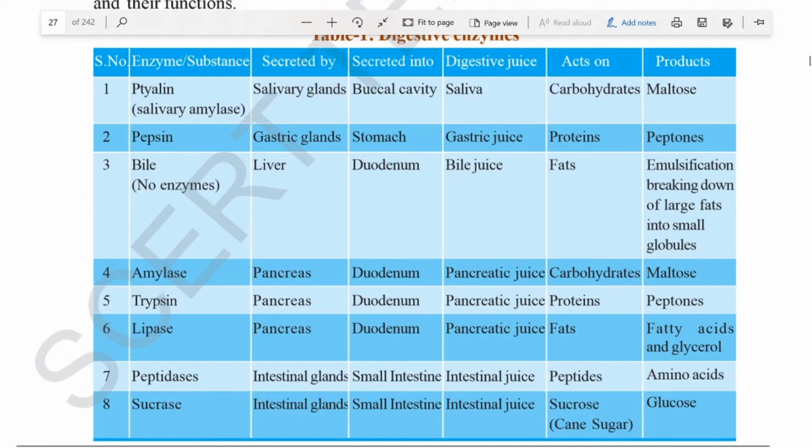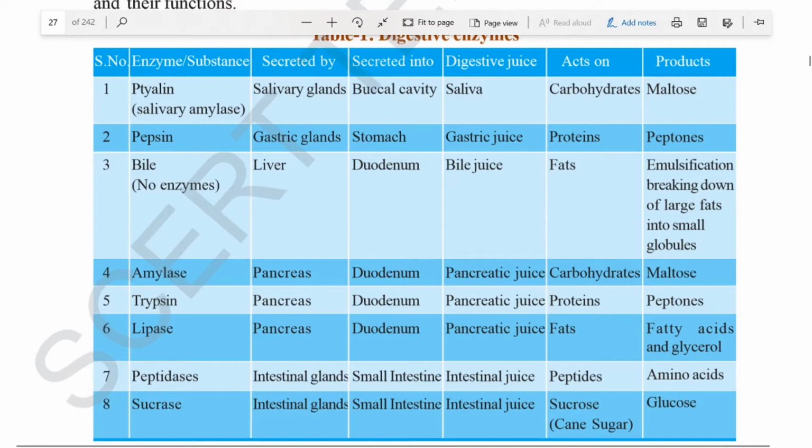P for ptyalin, pepsin, bile. So ptyalin, pepsin, bile, PPB. At amylase, trypsin. Labs, LPS: lipase, peptidases and sucrases. Like that you can remember. And where these enzymes are secreted, you should start from there.